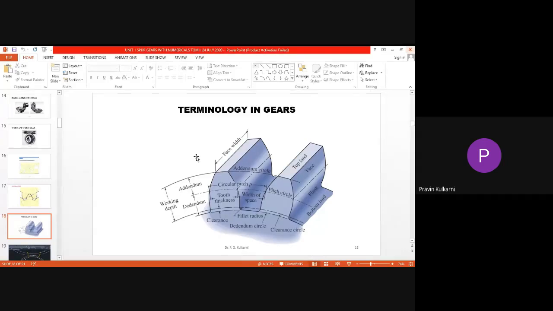Arc of contact is the ratio of path of contact upon cos of phi, where phi is the pressure angle. Angle of action is the angle for which the pair remains in contact. Should the contact ratio be less than 1, equal to 1, or greater than 1? None of the above. Contact ratio should always be greater than 1, so that there is continuous flow of power from driver to driven.